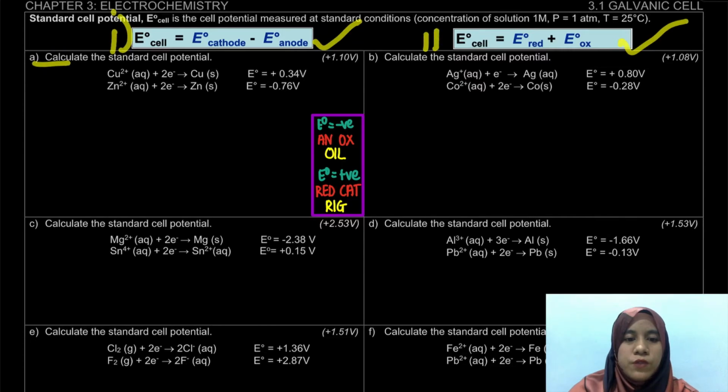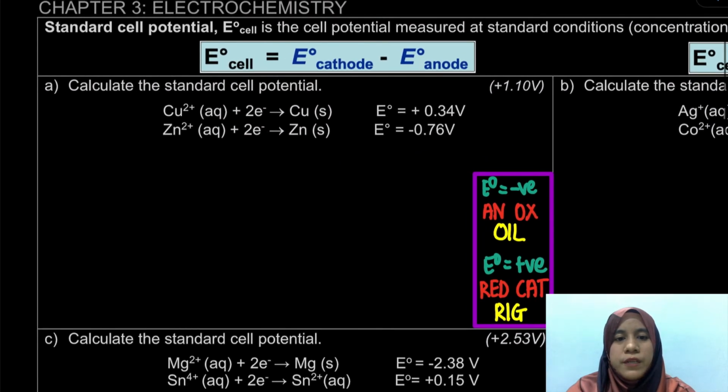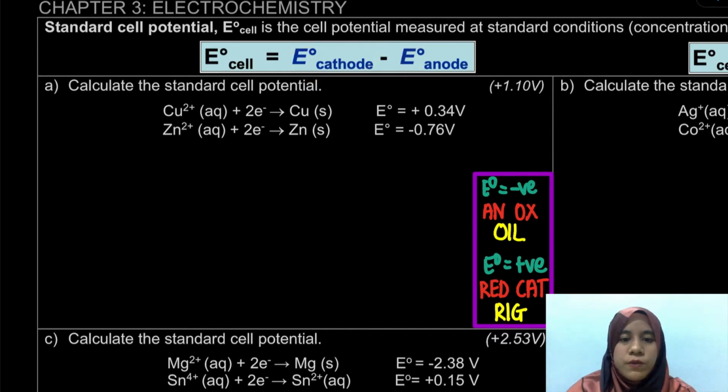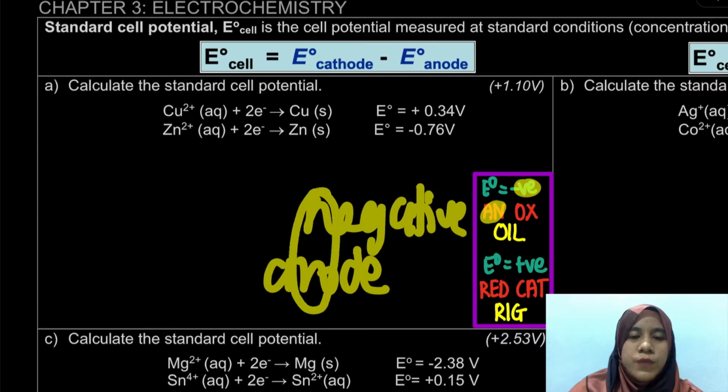So I'm going to use for this example A, I'm going to use for both. So the first one is the E° cell is equal to cathode minus anode. Okay, but which one is cathode, which one is anode? Remember that for E° negative, you will prefer it to be the anode. The Zn, so that will be your anode.